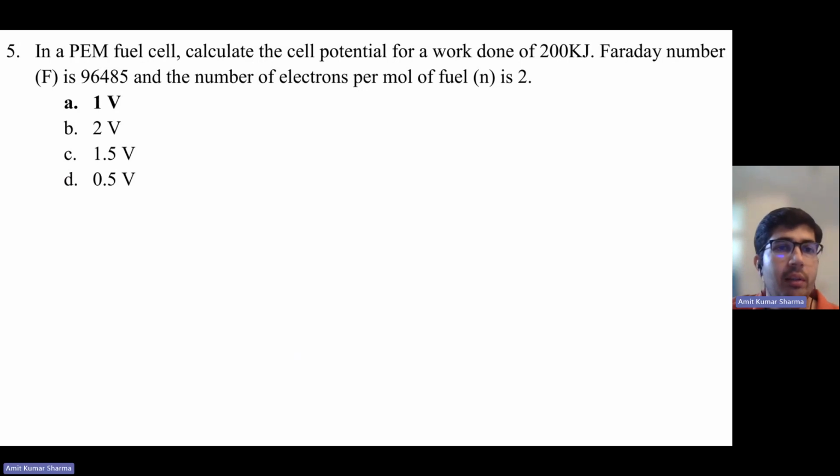In a PEM fuel cell, calculate the cell potential for a work done of 200 kilojoule. Faraday's number F is 96485 and the number of electrons per mole of fuel, N, is 2. So you are given the work done and Faraday's number, and N is 2. Let me know the voltage.